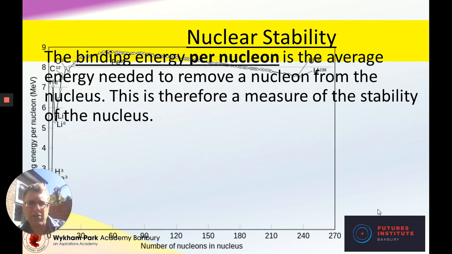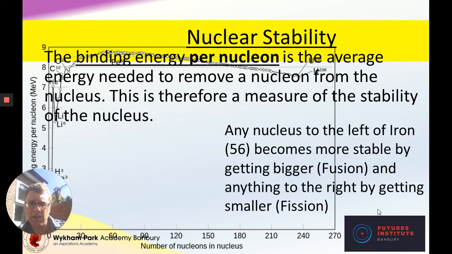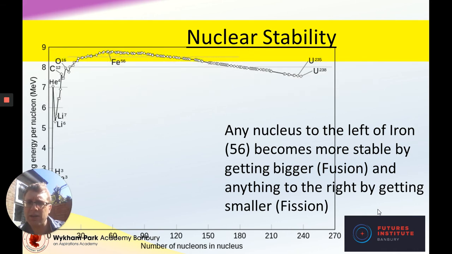I'll move that out of the way so you can see the graph in a second, although I might move this after a while. So the binding energy per nucleon is the average energy to remove one nucleon from a nucleus. Now, we often talk about iron as being the most stable element in the universe, and the reason for that is because if we look at the graph of binding energy per nucleon, iron is the most stable. On average, it takes more energy to remove a nucleon of iron than it does of any other element.